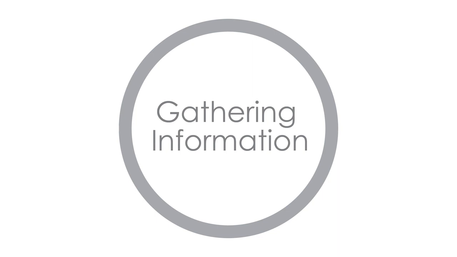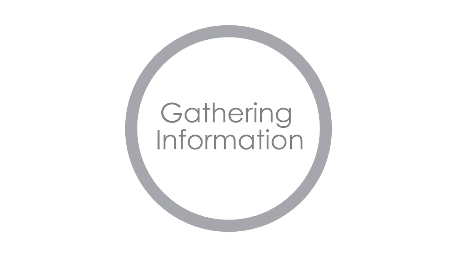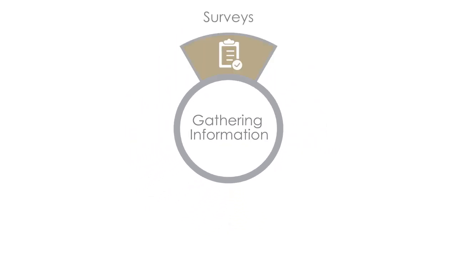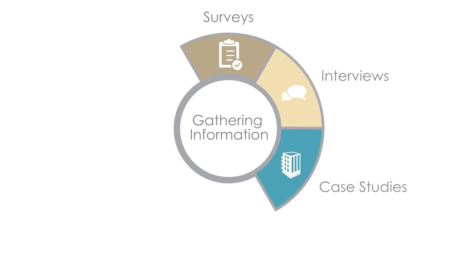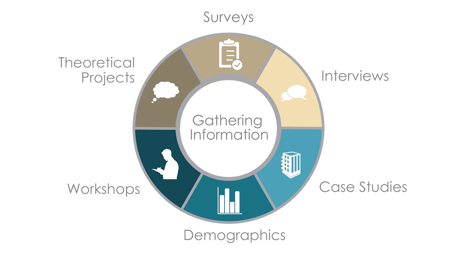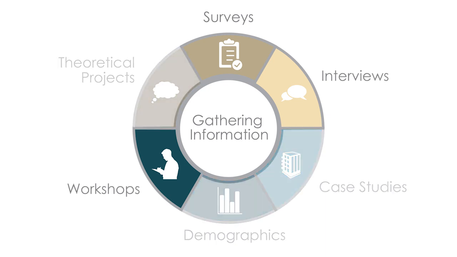To gather this information, we propose a variety of incoming streams of information that will all engage the community in different ways. These methods include surveys, interviews, case studies, historical analysis, demographics, workshops, and engagement in theoretical projects. For this project, we will focus on surveys, interviews, and workshops. These three methods can all gather the community and glean information about their views on their current architectural language and how they want to see it changed or reinforced.